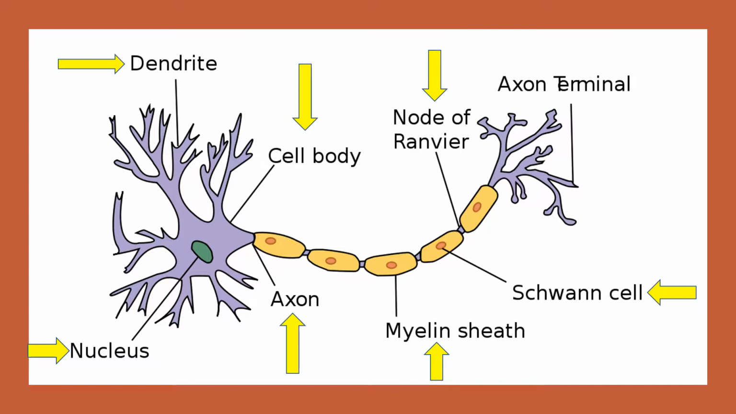Nodes of Ranvier are gaps in the myelin sheath of a nerve. Finally, we have the axon terminal. These are the button-like endings of axons through which axons make synaptic contact with other nerve cells or with effector cells.